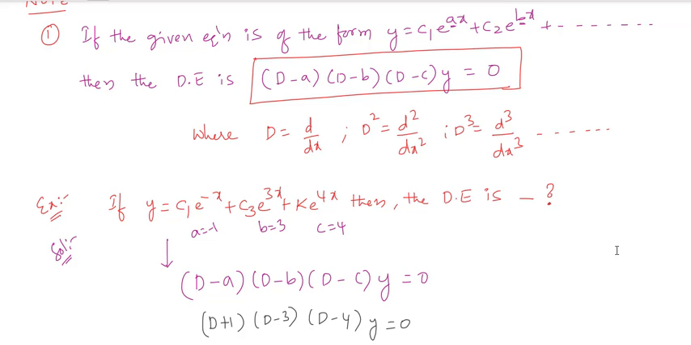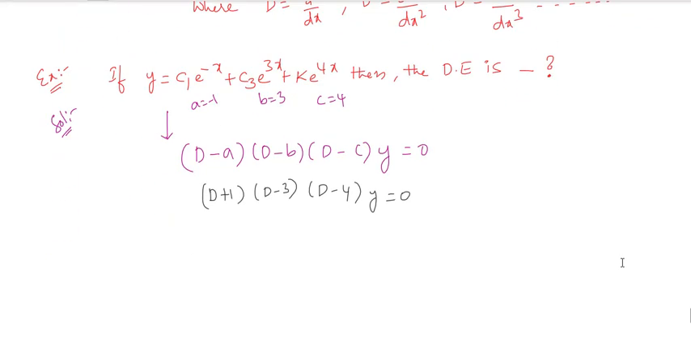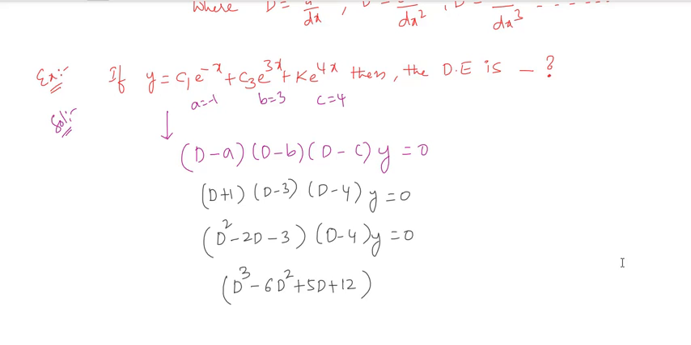So this is the thing. If you simplify it, what will you have? This one: D square plus D minus 3D, you will have D square minus 2D minus 3 into again (D minus 4) into y is equal to 0. Again if you simplify, you will have D cube minus 6D square plus 5D plus 12 into y is equal to 0.